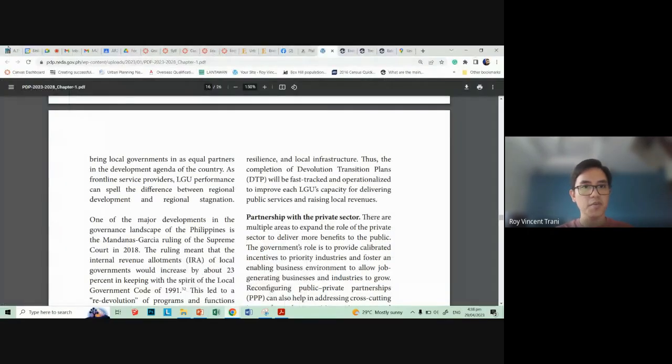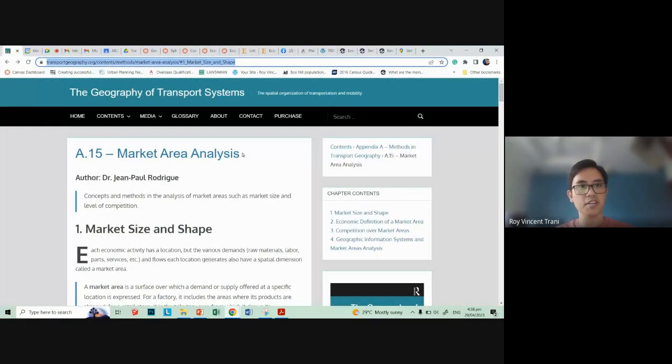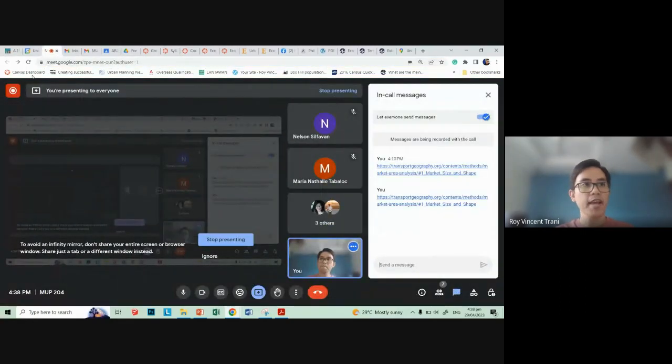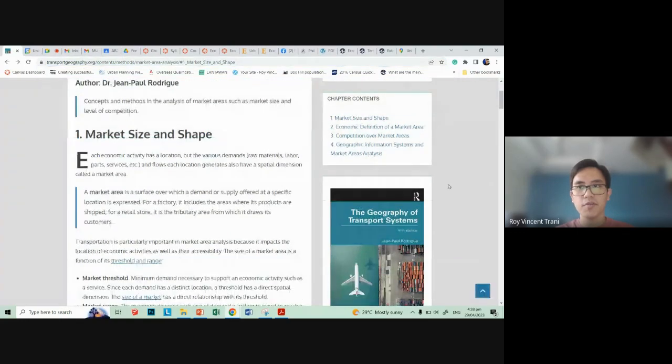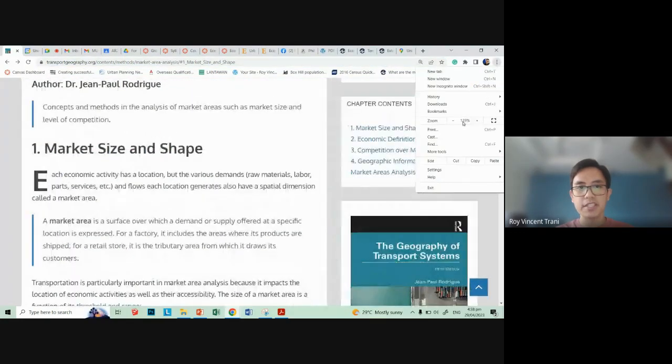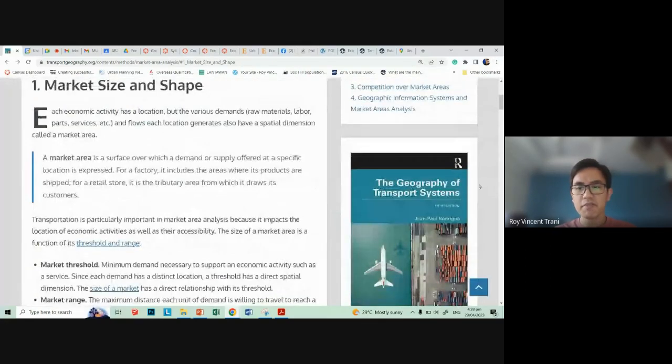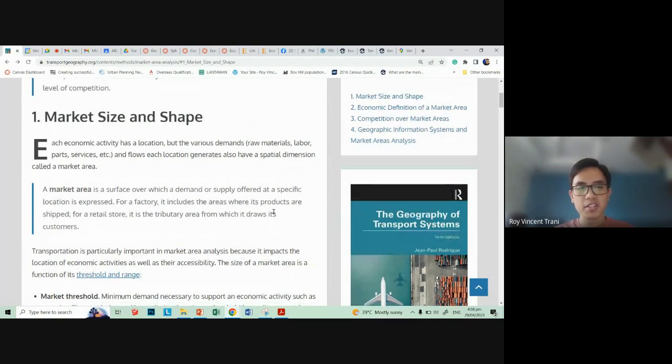Okay, so let me just go through this book. I'll share this with you guys over here. I've been trying to go over it for the past few weeks because it's a bit technical, but I'll explain as we go. So the geography of transport systems mainly focuses on the importance of infrastructure and how it impacts economic, urban development, urban growth, and also to some extent economic development. So, market size and shape.